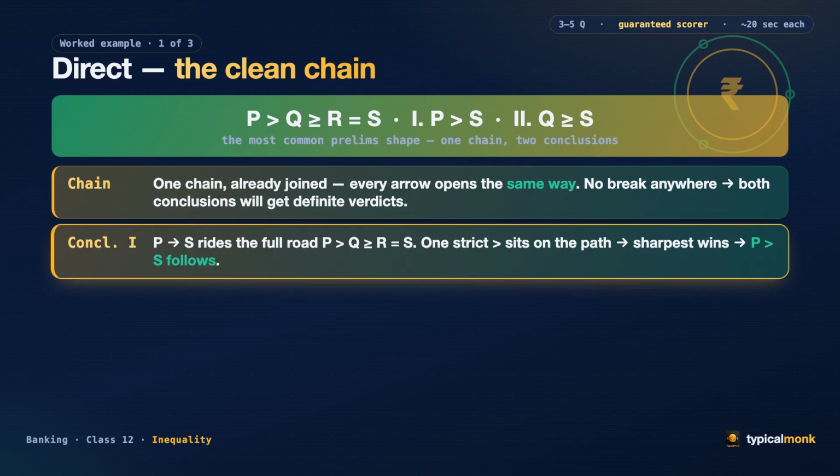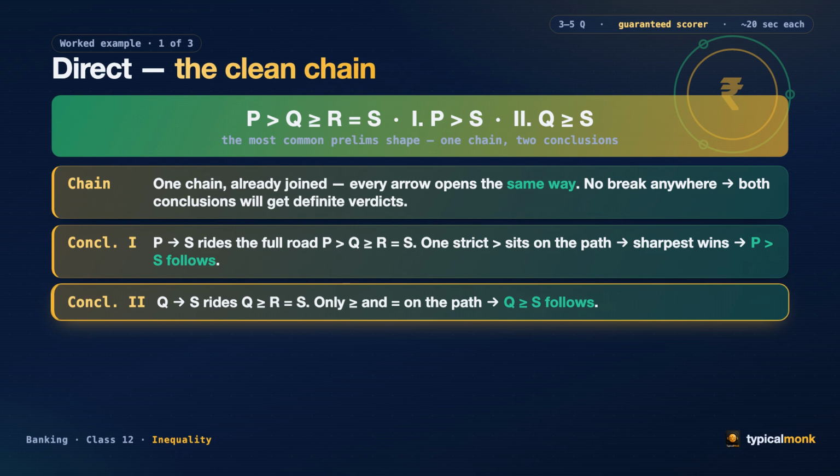Step 2. Conclusion 1. The road from P to S. P > Q, Q ≥ R = S. One strict greater than sits on the path. The sharpest wins. P > S follows.